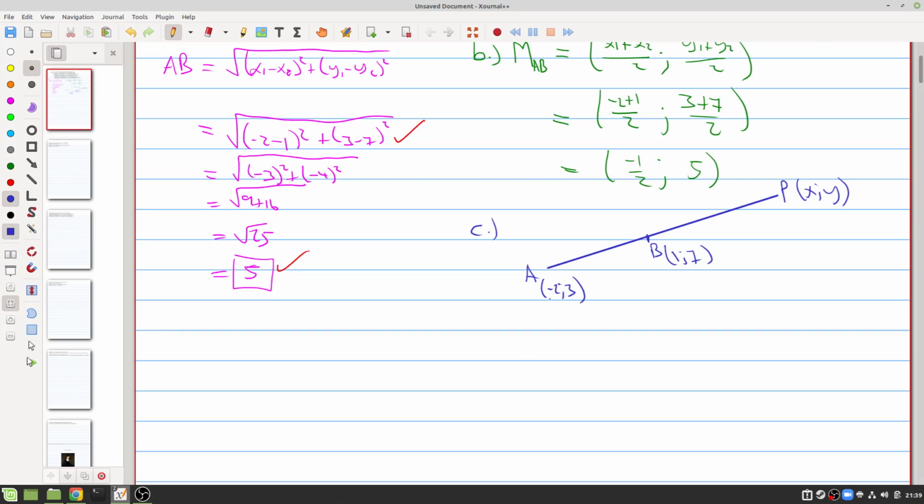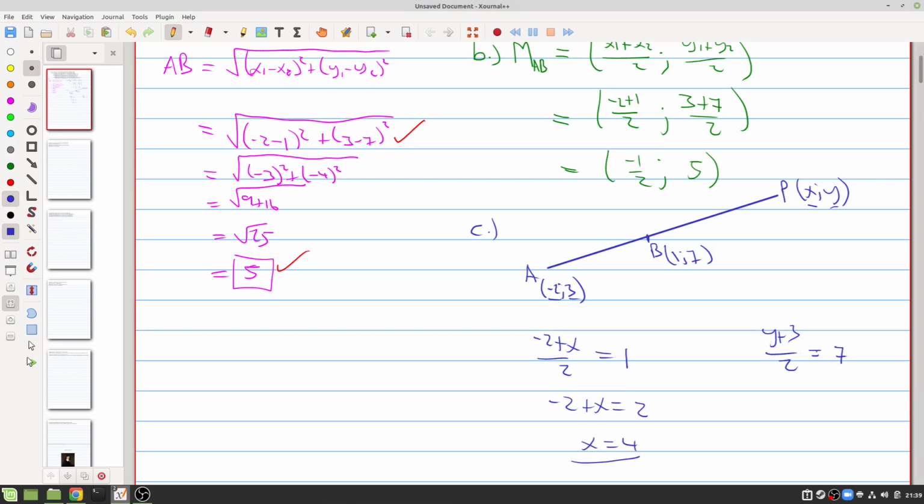Add the two x values together, divided by 2, so die formule hierbo wys. So negatief 2 plus x op 2 is gelyk aan die x-waarde van die middelpunt, wat 1 is. En ons kan dieselfde doen vir die y-values. So 3 plus y gedeel deur 2 is gelyk aan die y-waarde van die middelpunt, wat 7 is. En dan kan ons dit oplos vir x van hier. So maal al twee kante met 2, dan kry ons dit, en dan kan ons die negatief 2 oorvat, en dan kry ons 4.